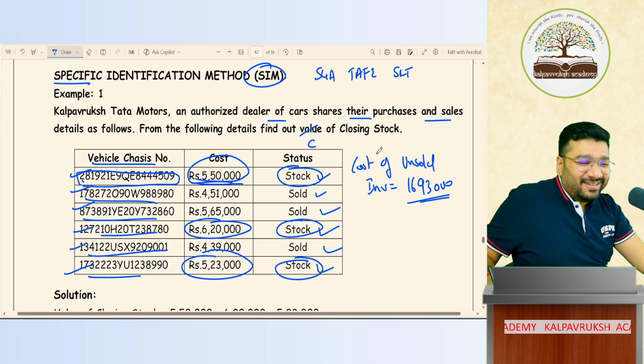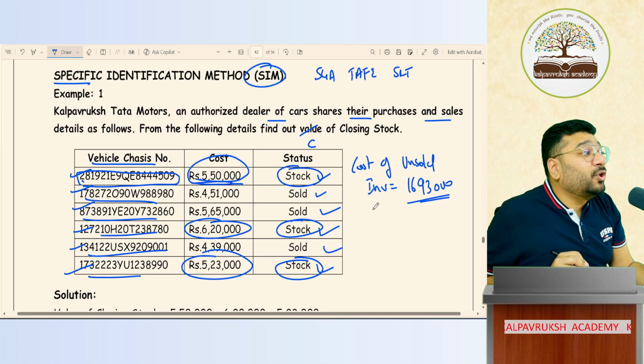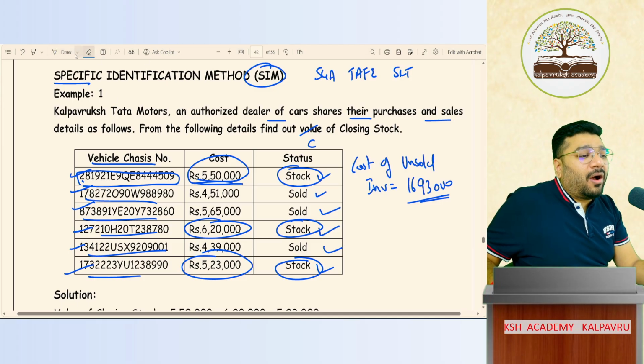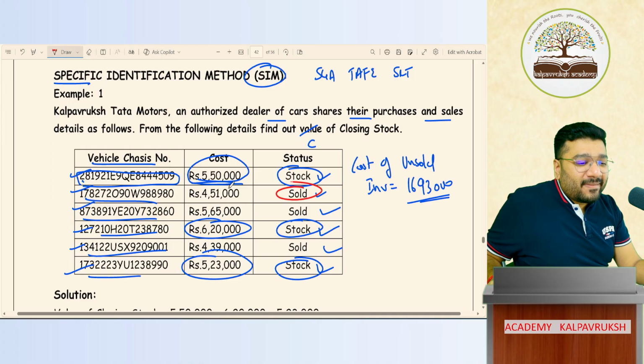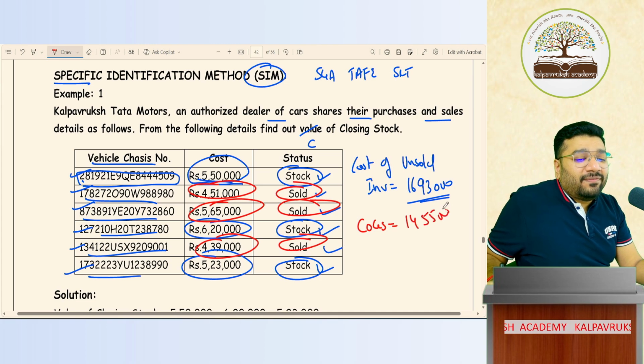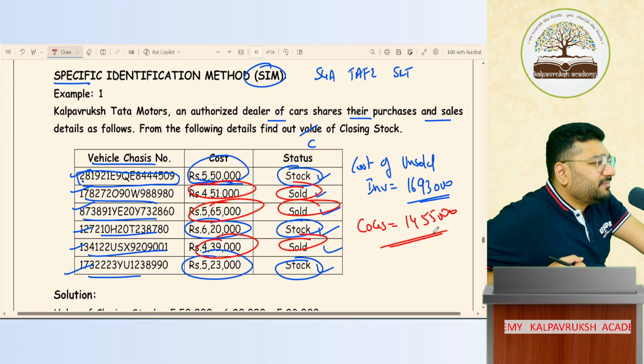No. Okay, one more question from my side. What is the cost of goods sold? What is the cost of the goods sold? 451, 565, 439. So cost of goods sold is how much? 14 lakh 55,000. Any big difficulty here? Tell no. Got it?